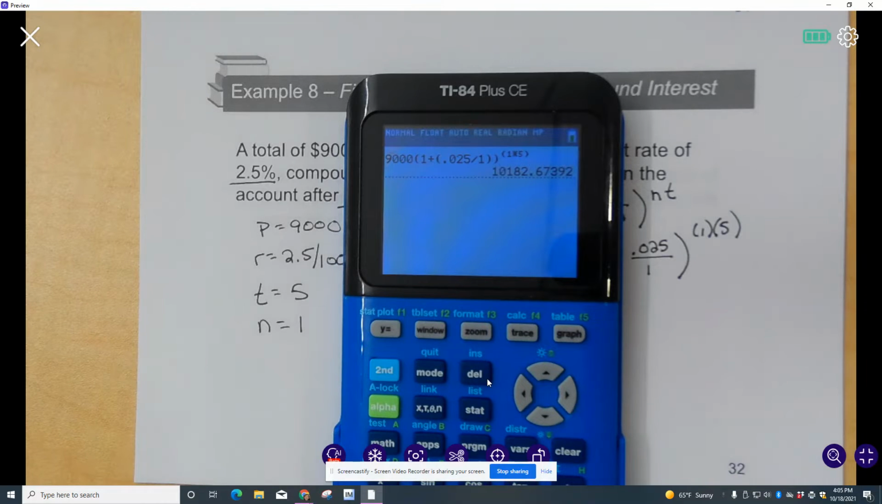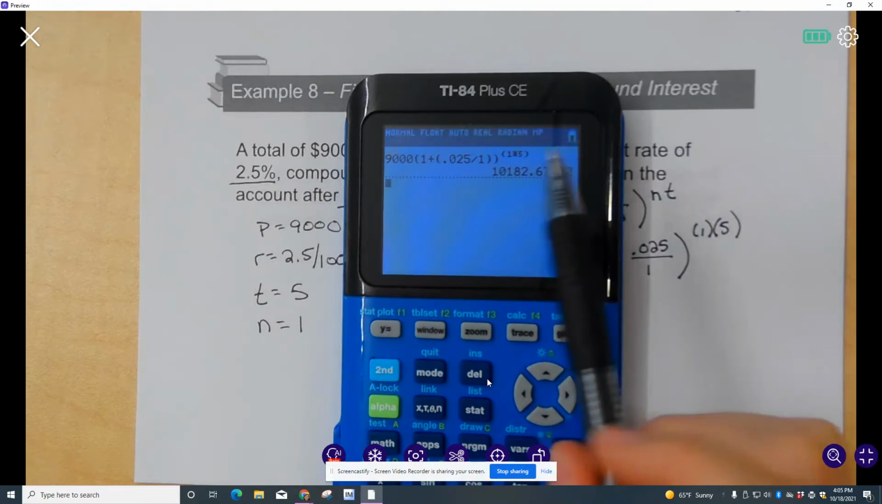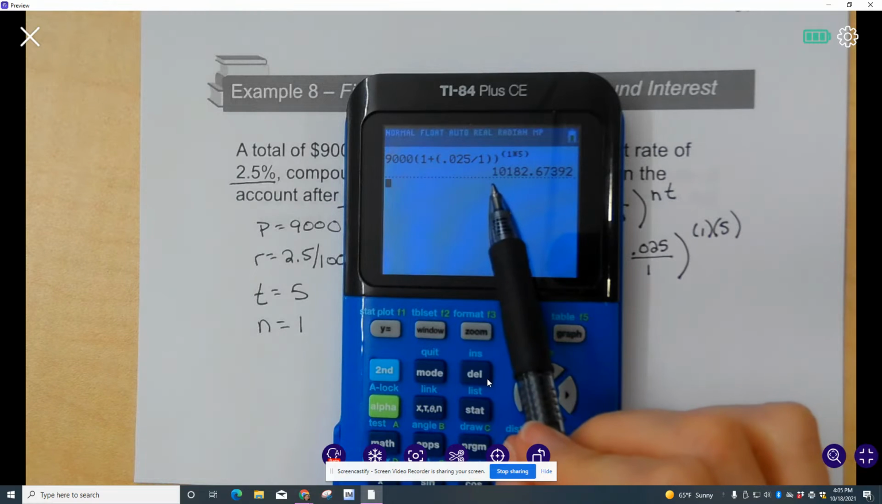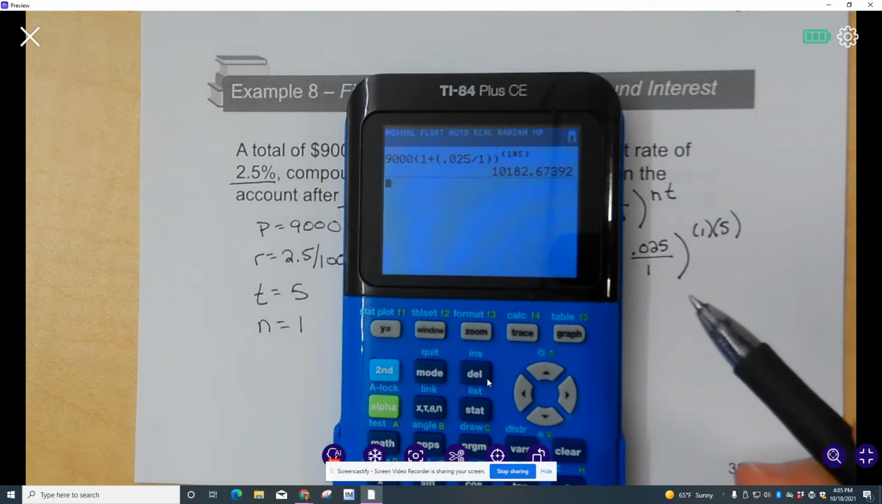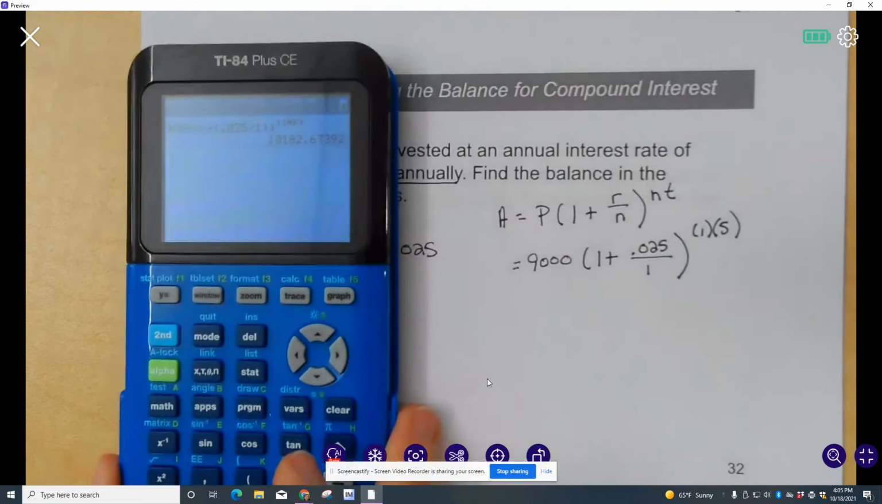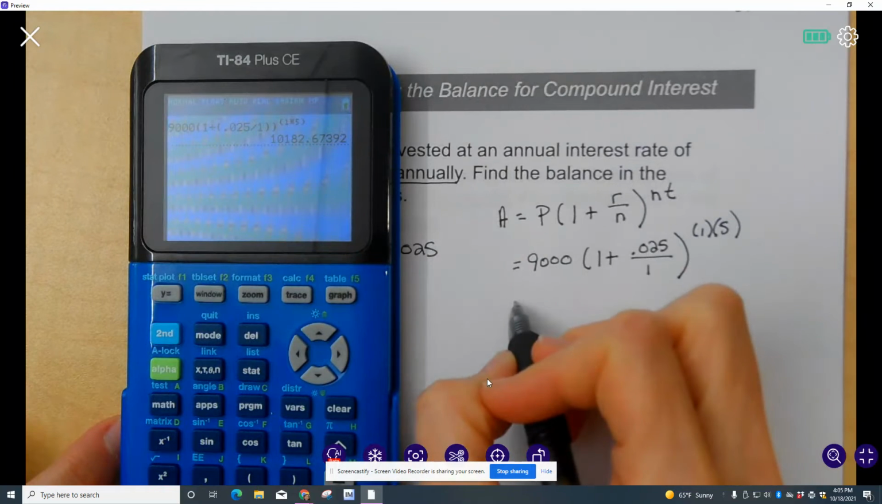And so then you're going to get an answer, and make sure it makes sense. If I invested $9,000 and after 5 years I have 10,000, that makes sense. If you get a number that's less than 9,000, you probably punched something in wrong.